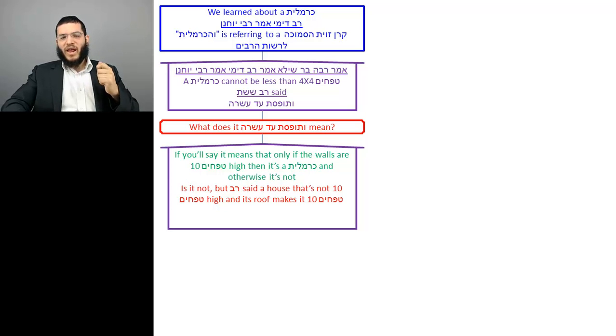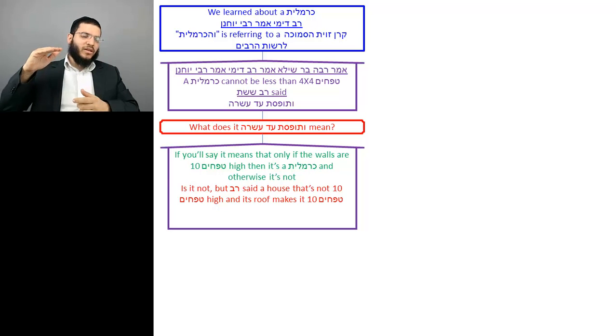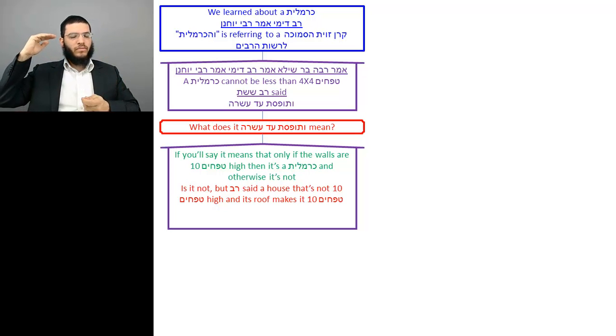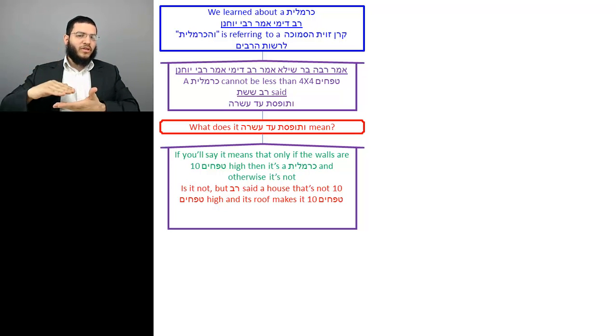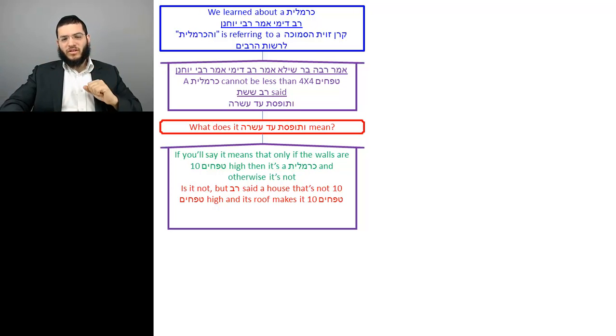But Rav said that a house that's not 10 tefachim high and its roof makes it 10 tefachim. In other words, if a person walks into the house, the ceiling is less than 10 tefachim high. If he walks outside of the house, he sees that the house in total is 10 tefachim. So for example, the inside, the air in the house is 9 tefachim, and the roof is another tefach, so inside it's 9 tefachim, outside you can see that it's 10 tefachim.